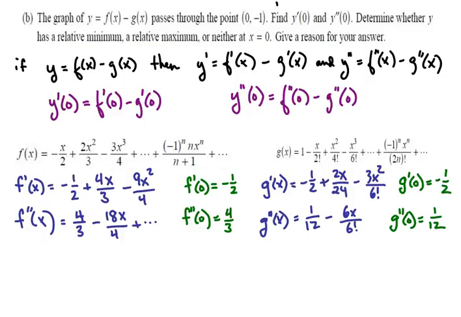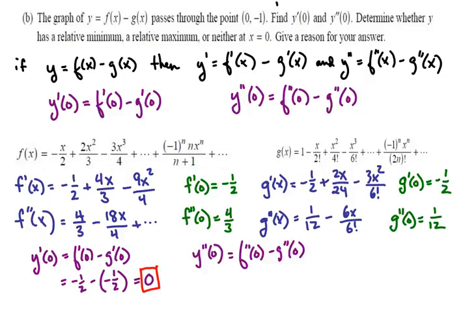We want to find y prime of 0, which is f prime of 0 minus g prime of 0, so that's negative 1/2 minus negative 1/2, which is equal to 0. And y prime prime, or the second derivative of y evaluated at 0, is f prime prime of 0 minus g prime prime of 0, and so that is 4/3 minus 1/12, for a total of 15/12.